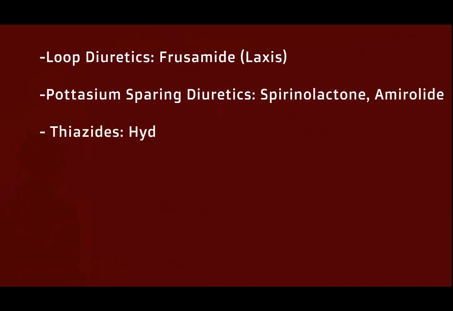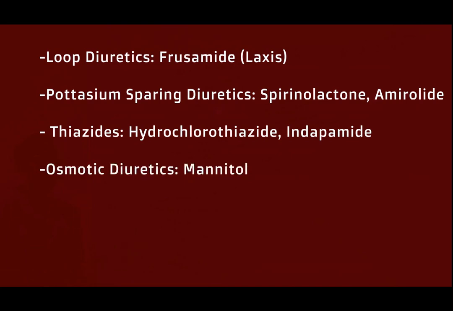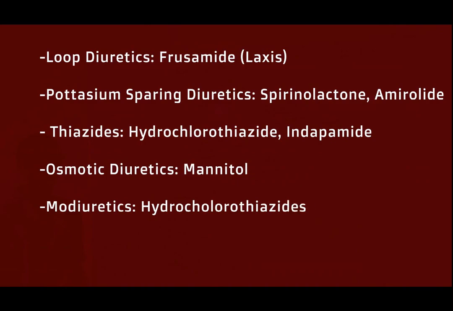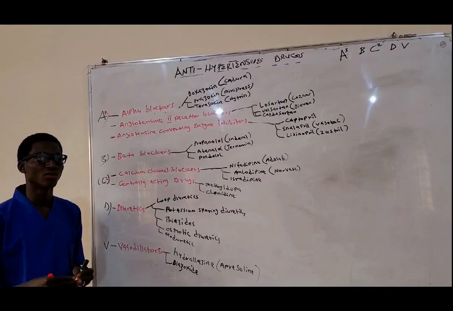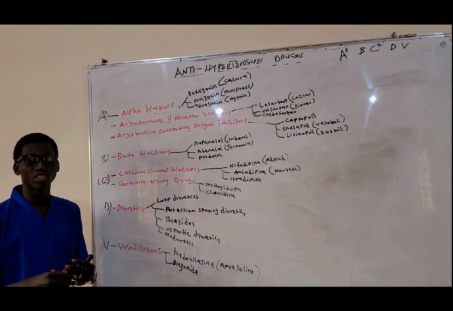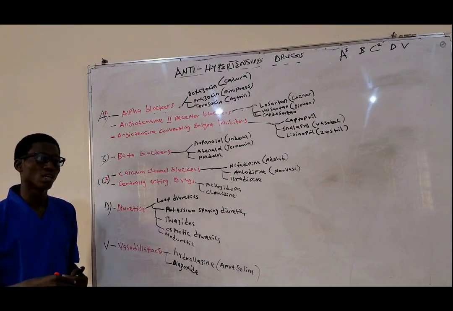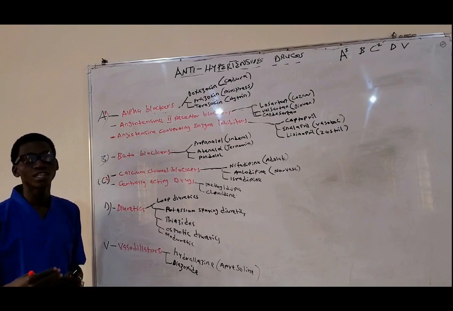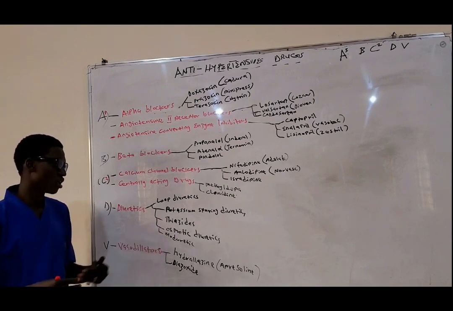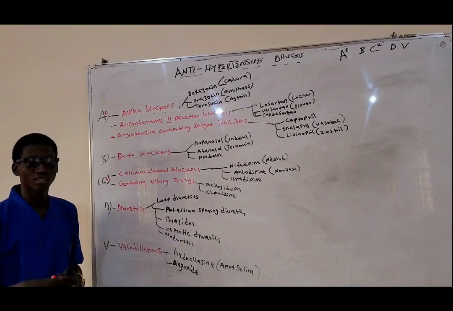Then here we have the osmotic diuretics. The osmotic diuretics are examples of diuretics which decrease the intracranial pressure. You know, these pressures go hand in hand in the body. We have the blood pressure, the intraocular pressure, and the intracranial pressure. When there is an increase in blood pressure, definitely you should be expecting an increase in intracranial pressure. So this form of diuretic, when administered, decreases the intracranial pressure. An example of an osmotic diuretic is mannitol.